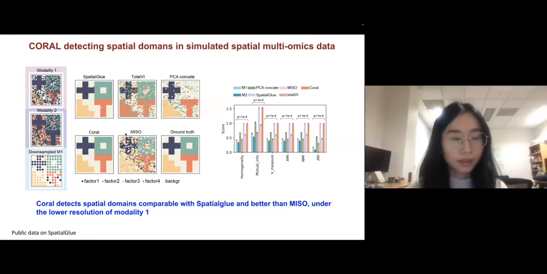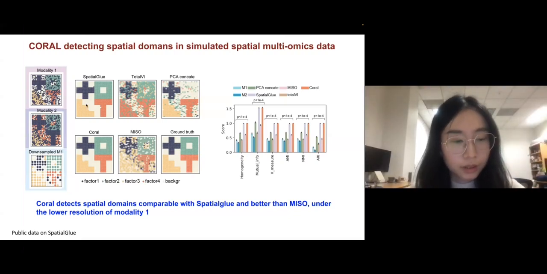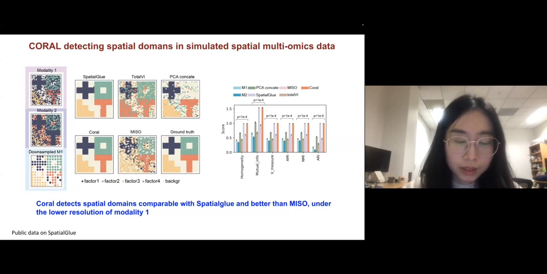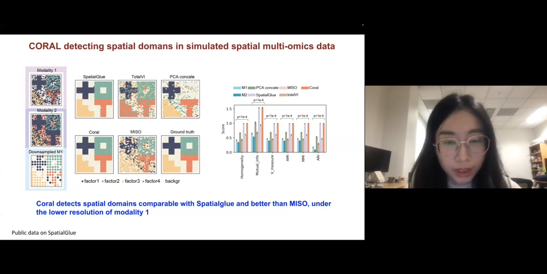Yeah, that's a very great question. The data set is actually provided by the SpatialGlue group. Based on how they generated this simulation data, I think modality one resembles a gene expression distribution, like RNA, and modality two relates to protein, because they are mostly trying to integrate gene expression and protein.